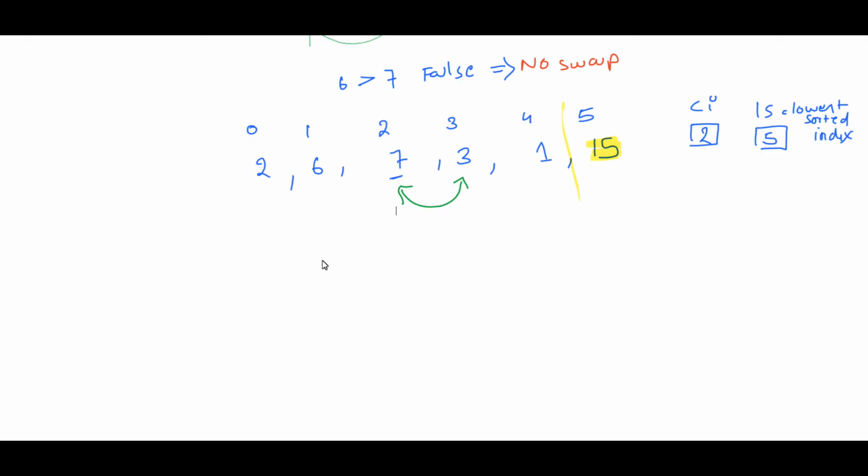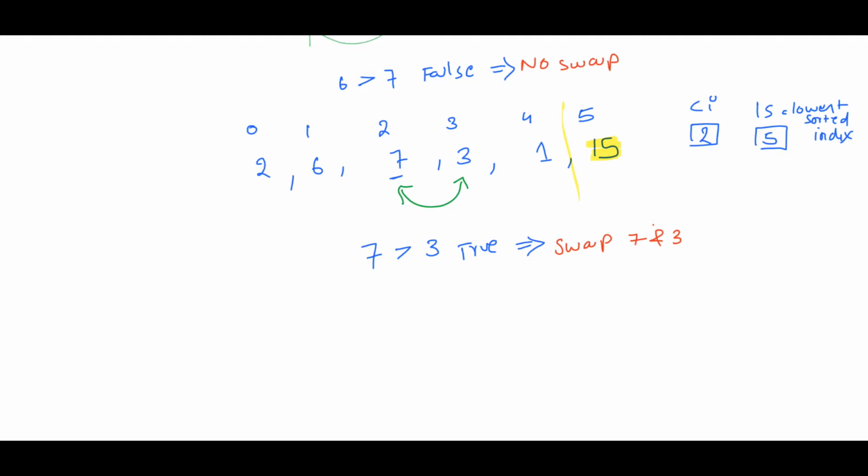So what's the result, guys? I mean, what do you think? Well, 7 is greater than 3, which is true. So yeah, we have a swap. Swap 7 and 3.